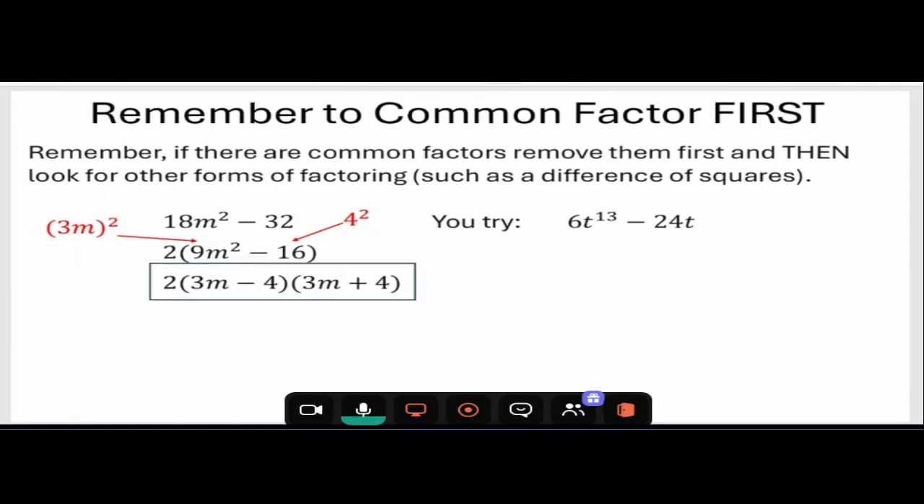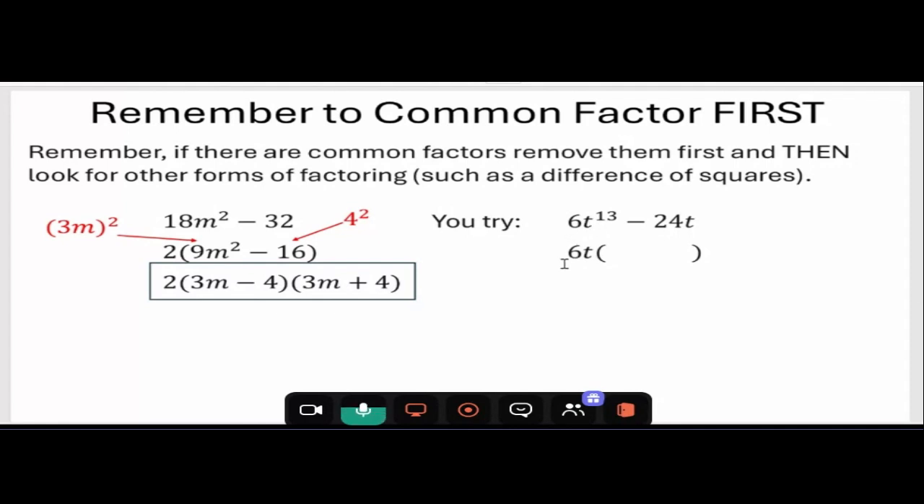Okay, so we always check for common factors first. What divides out of both of these? Well, in terms of the numbers, I see that a 6 comes out of both 6 and 24. In terms of the letters, I've got t to the 13th, and then over here a single t. Well, that single t can divide out of both. So I can pull out 6t from both terms, and then I divide to see what's left behind.